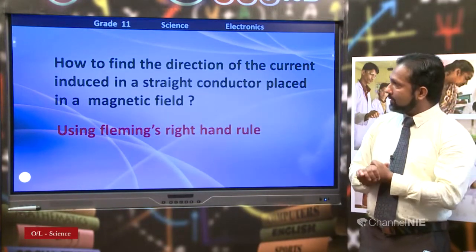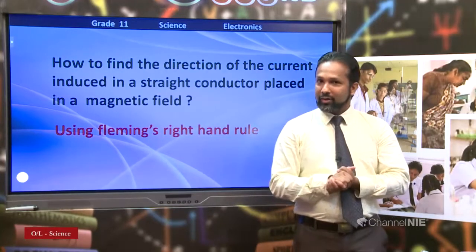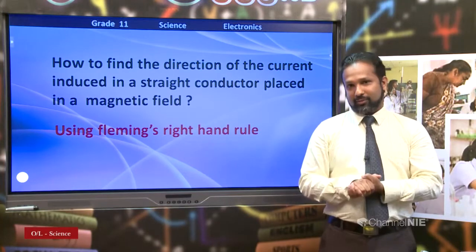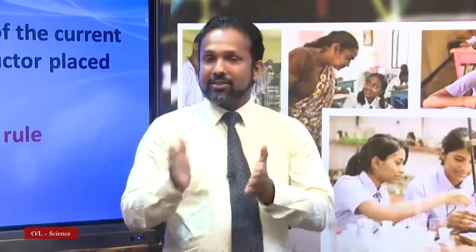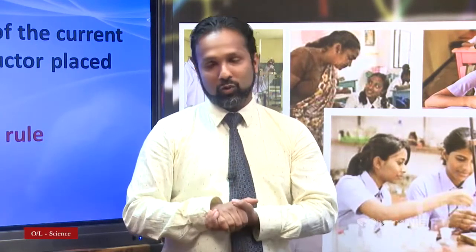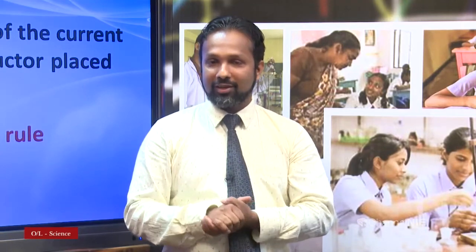How to find the direction of the current induced in a conductor placed in a magnetic field? We have to use Fleming's right hand rule. Before moving to Fleming's right hand rule, I am going to ask you a question. In a previous session, we studied about Fleming's left hand rule. For what do we use Fleming's left hand rule?